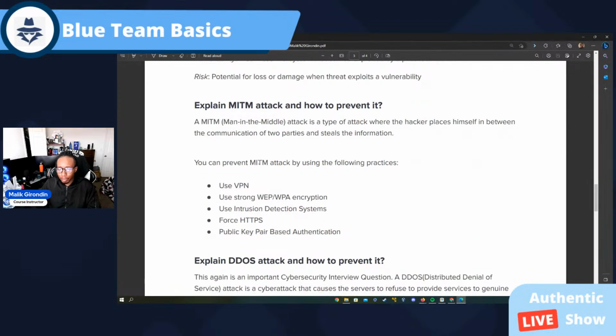Man-in-the-middle attack, and how to prevent it. A man-in-the-middle attack is a type of attack where the hacker places himself between the communication of two parties and steals the information.